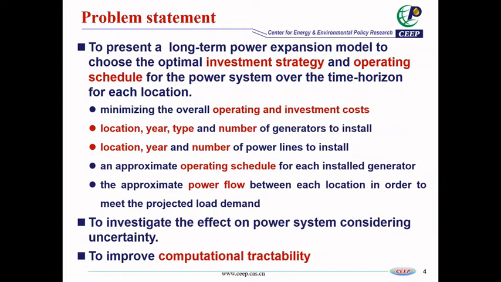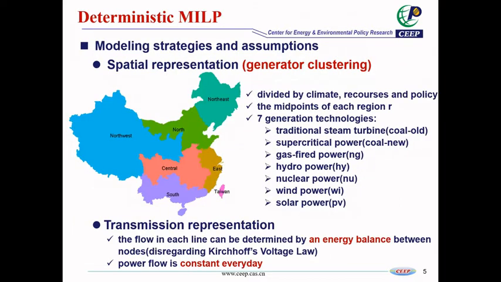So we first present a conventional deterministic power generation expansion model. It considers seasonality and intermittent renewable production. We have made the following assumptions. At the spatial level, this model divides the whole target area into several regions according to resource endowment, geography location, and power demand. And seven power generation technologies are incorporated into the model.